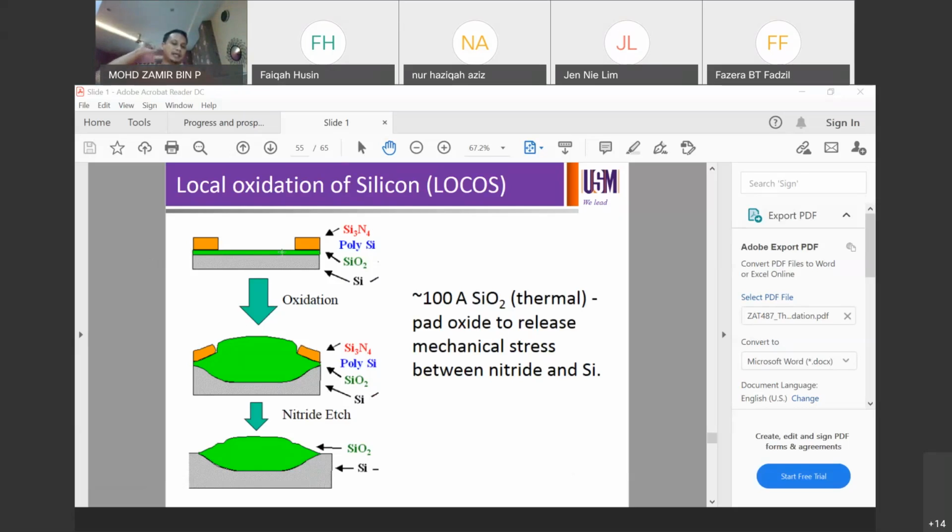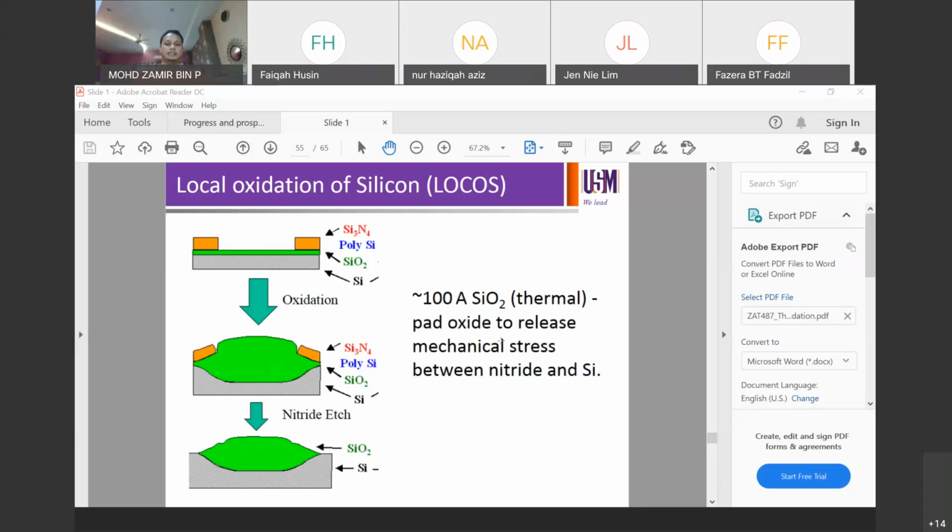What happens next is you send the sample with these layers into your oxidation furnace. What's going to happen is the exposed layer will be oxidized like that. Okay, then it will form a bumpy feature in the middle. Then you etch your silicon nitride on the left and on the right. You'll be left with silicon dioxide on silicon like this, a bumpy feature. So it's called LOCOS, local oxidation of silicon.